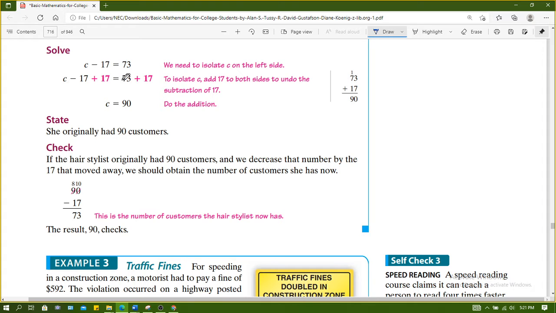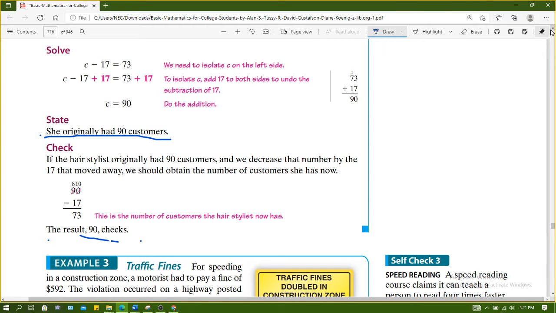And so you need to add 17 to both sides to get C here. So C is equal to 90. State the conclusion. She originally had 90 customers. Then check. So 90 minus 17 is 73. If the result checks, then you get the correct answer.